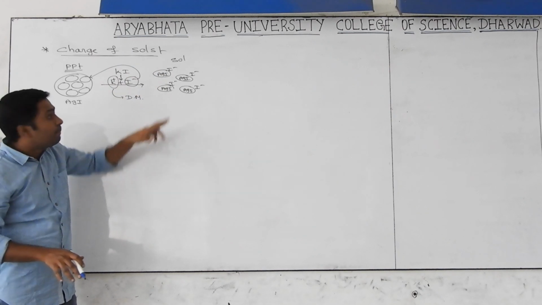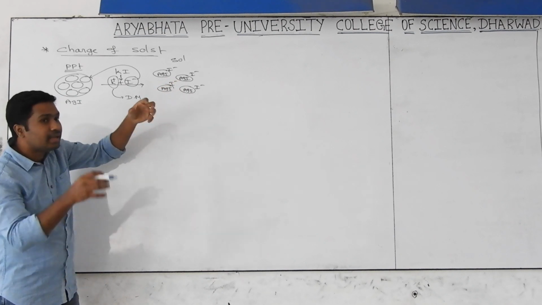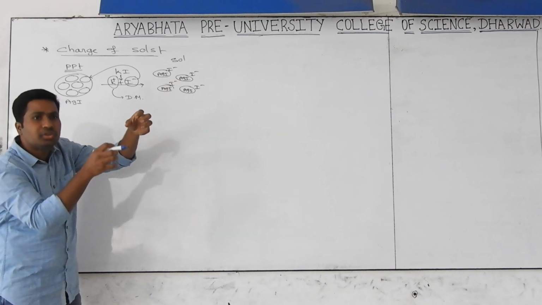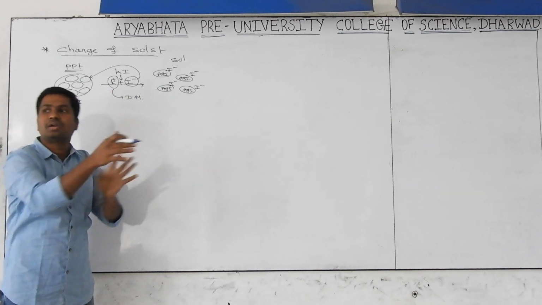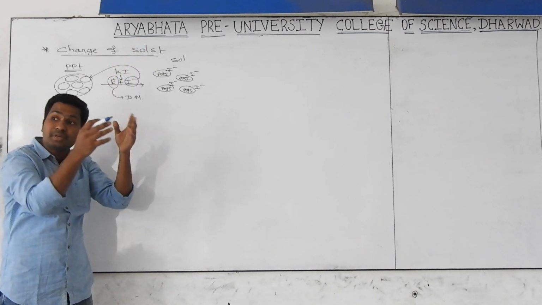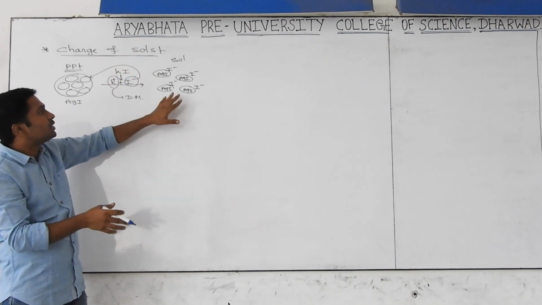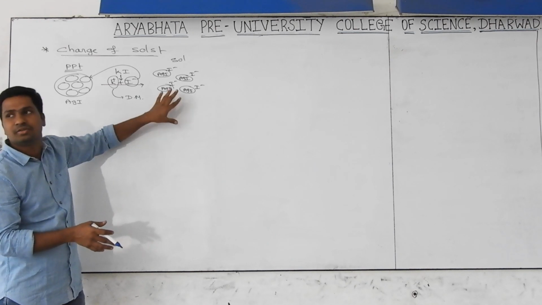Why? Because of having the same charge on the colloidal particles, is there any chance for attraction? No, they always repel each other. Because of repulsion, what happens? They start moving in Brownian motion. Again, what happens? They always stay mixed with the dispersion medium. That's why charge is also one of the reasons to stabilize the sol.